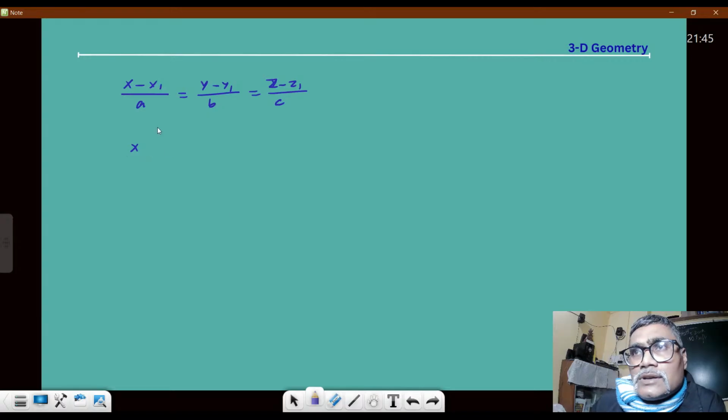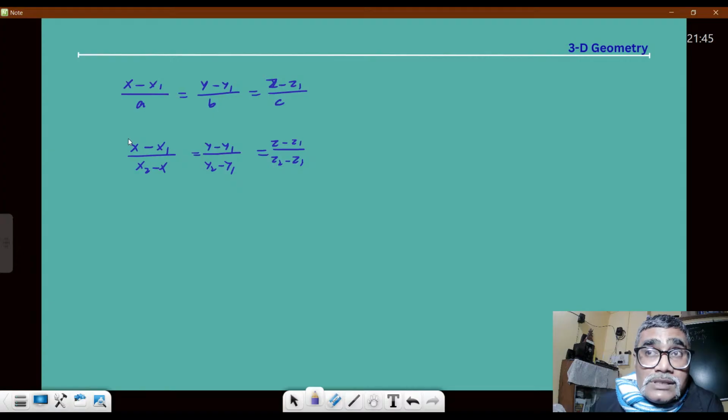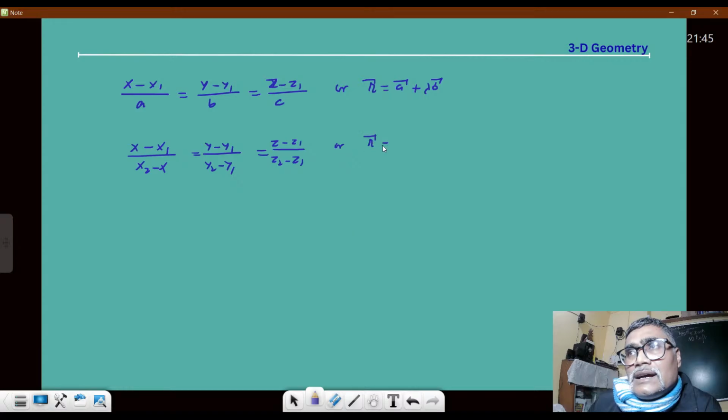x minus x1 divided by x2 minus x1, y minus y1 divided by y2 minus y1, z minus z1 divided by z2 minus z1. I am taking a little more time here because this is very, very important basics. So I got the line. This is in the Cartesian form, and the vector form is r equal to a plus lambda b, and here the vector form is r equal to a plus lambda times vector b2 minus vector a2.